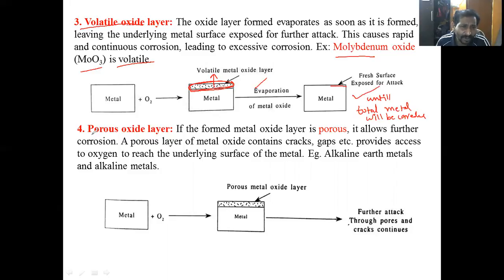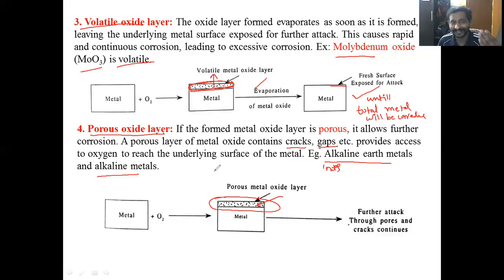Okay. Coming to another one, the porous oxide layer. If the oxide layer obtained on the metal surface is porous, what does porous mean? Porous means there are cracks, gaps or small holes. That is called a porous structure. So if the metal oxide layer has these gaps, cracks or holes, it lets further oxygen through. Further oxygen easily attacks the underlying metal surface, so further corrosion easily takes place. This type of metal oxide occurs mostly in the alkaline earth metals and alkali metals.